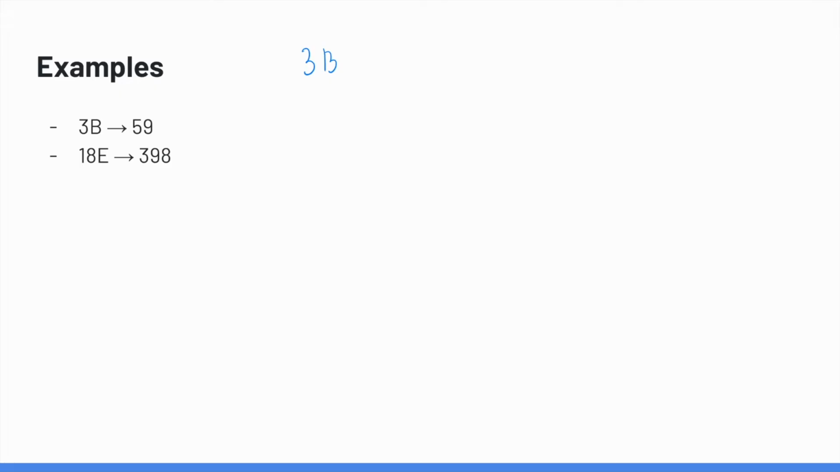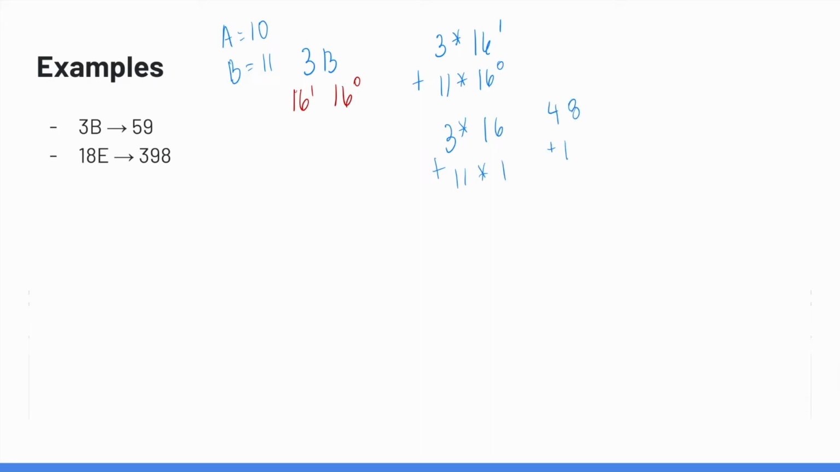So this first digit is going to represent 16 to the power of 0, and this is going to represent 16 to the power of 1. So we can get our denary equivalent by doing 3 times 16 to the power of 1, and we can add this to b, which, remember, a is equal to 10, and so that means b is equal to 11. So it's plus 11 times 16 to the power of 0. So 3 times 16 plus 11 times 1. So it's 48 plus 11, which gives us our answer, which is 59.